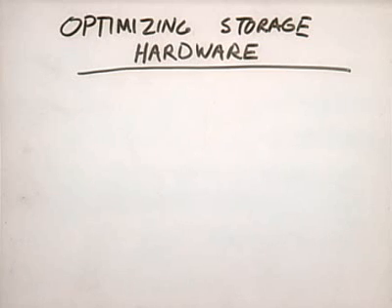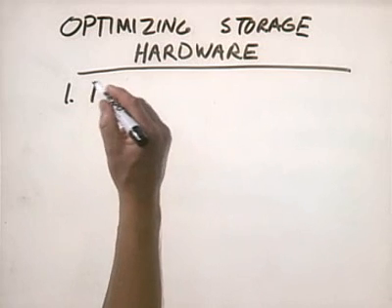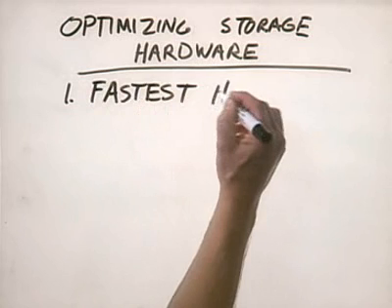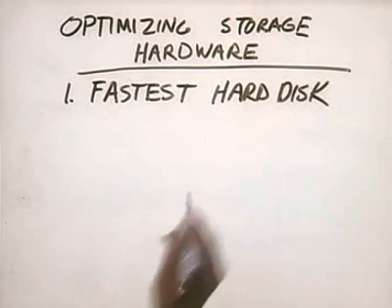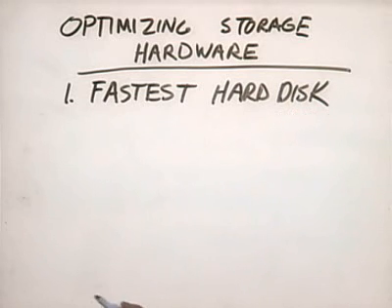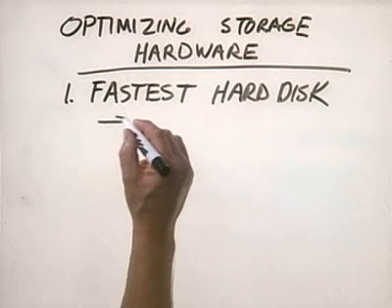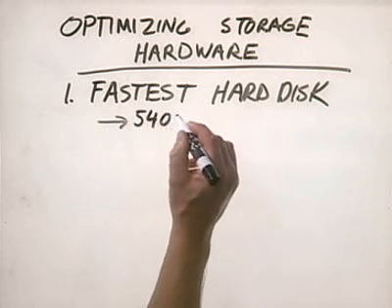Let's talk about hardware first. From a hardware perspective, there are two things that you can do to optimize the performance of your storage system. The first thing you can do is to upgrade to the fastest hard disk possible. A lot of folks don't understand that hard drives come in a variety of different rotational speeds. Currently, the slowest drives you're going to see on the market run at about 5,400 revolutions per minute.